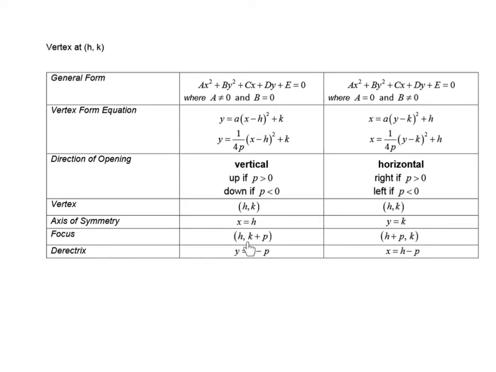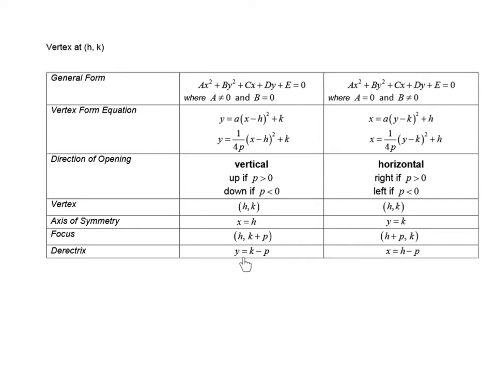All right, so the focus. The focus is going to be the point with the same x value that your vertex has, but the y value is going to be the k value for your vertex plus p. That's going to give you your focus. For the parabola that opens sideways, it's going to be h plus p first. That's going to be the x value, and then k, the y value.